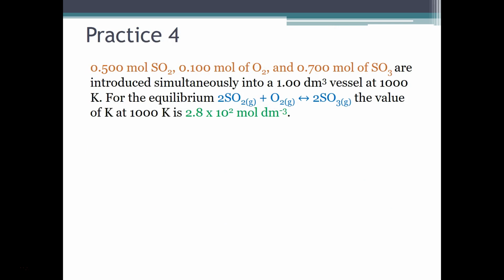It says 0.5 moles of SO2, 0.1 moles of O2, and 0.7 moles of SO3 are introduced simultaneously into a 1 liter vessel at 1000 Kelvin. For the equilibrium 2SO2 plus O2 making 2SO3, the value of K at 1000 Kelvin is 280. So the first thing we'll do is ask, is the mixture at equilibrium?